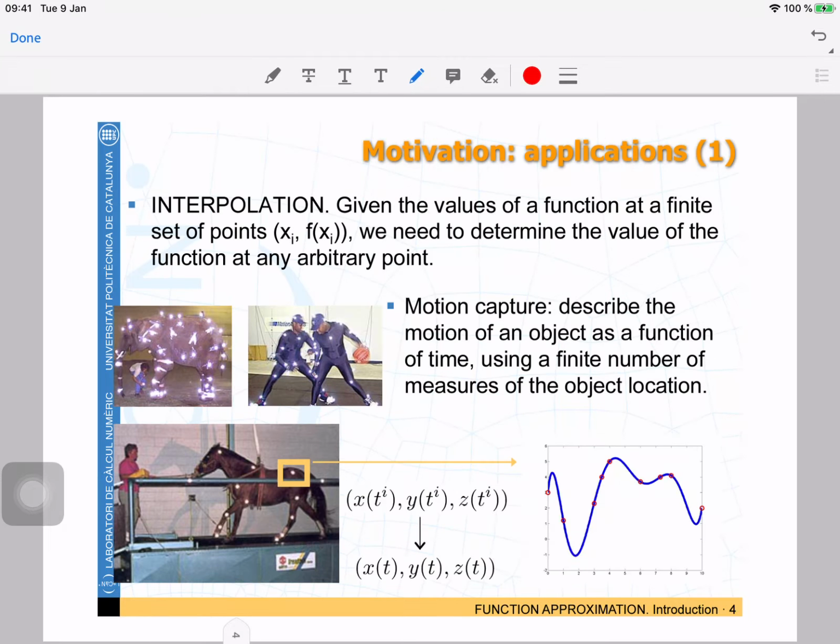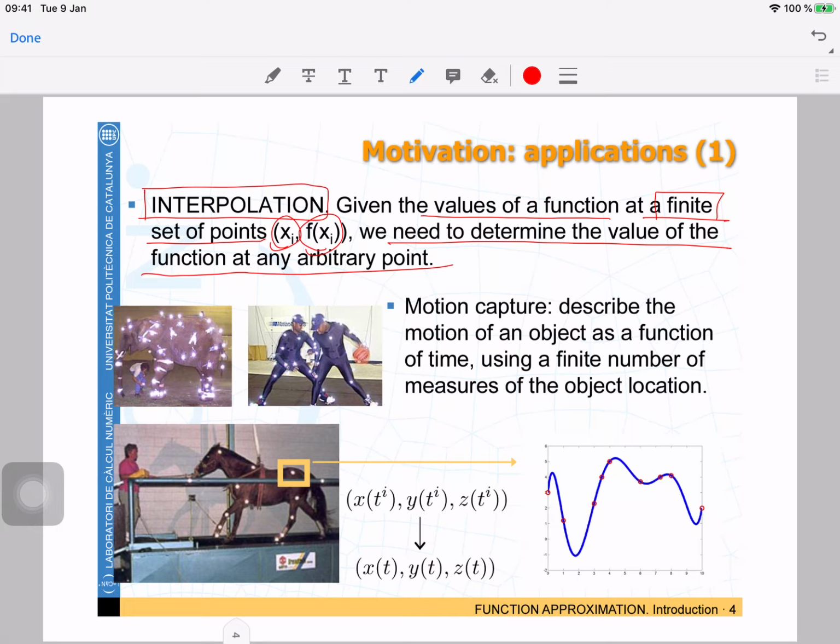Let me give you some examples on applications of functional approximation. The first example is on interpolation. Here we have the values of a function at a finite set of points. This finite set of points we represent it by x_i and f(x_i), and then we need to determine the value of the function at any arbitrary point.